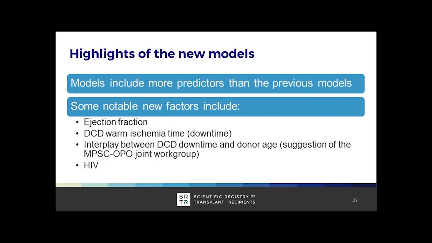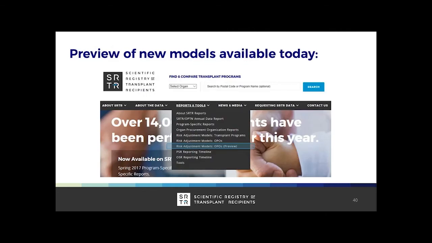The new models will also have the HIV status of the donor. With the passing of the HOPE Act, we want to make sure that we capture the HIV status of those donors as well. You can preview those models today. We just posted this morning a preview of those new models, so you can see that highlighted here. It's right below risk adjustment models for OPOs. We have risk adjustment models for OPOs preview.